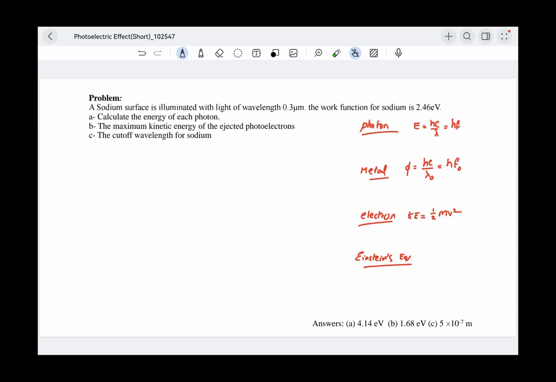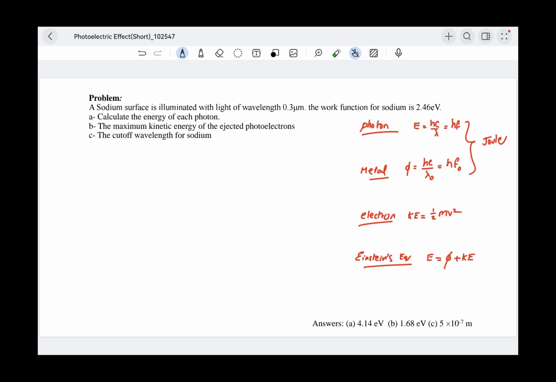Einstein's equation gives the relationship between the photon energy, the work function of the metal, and the electron, all three. That is E equal to phi plus K. Remember, whenever we are using these formulas, especially these formulas, we must keep the energy in joule.